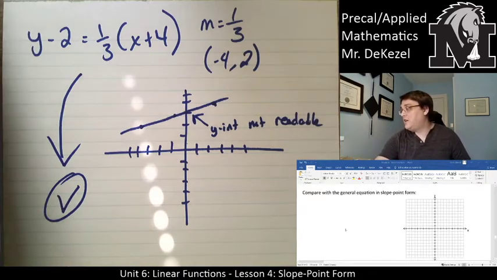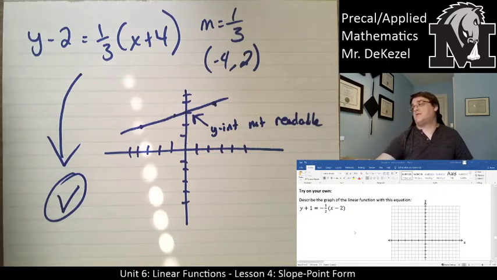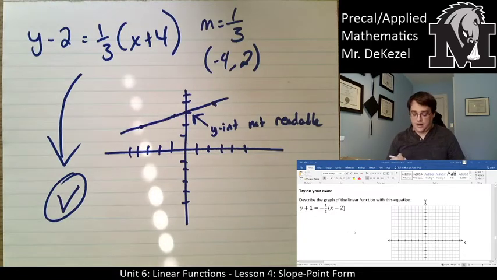I believe there's a try it on your own next. Yes, so there's a try it on your own. You're going to write the slope and a point, and you're going to graph the function. So pause here and come back when you're done and see if you did it correctly.